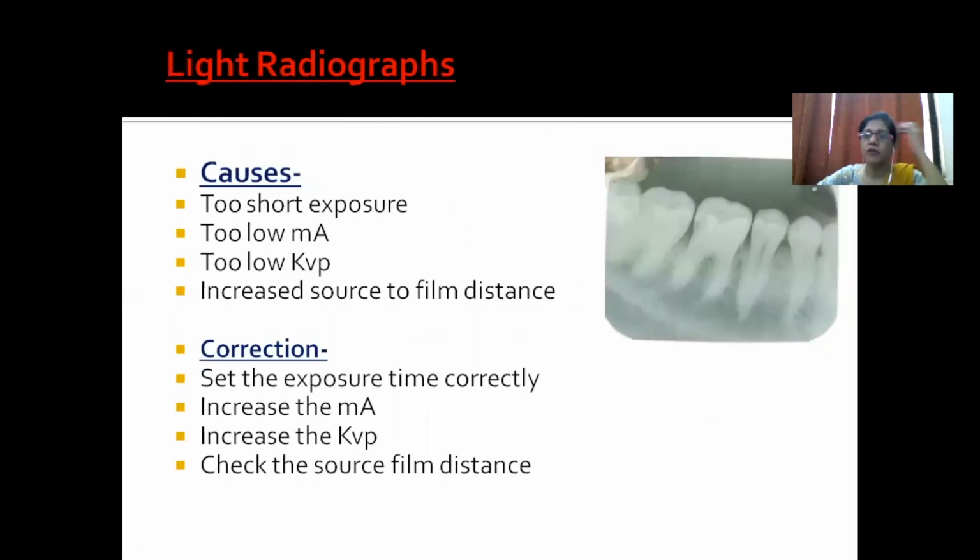Now, a light radiograph is the opposite of a dark radiograph. Again, this radiograph is of no use if it is not clearly showing me my periapical pathologies or my landmarks. The causes are too short exposure, too low mA, too low kVp, and increased source to film distance. To correct it, set the exposure time correctly, increase the mA, increase the kVp, and check the source to film distance.